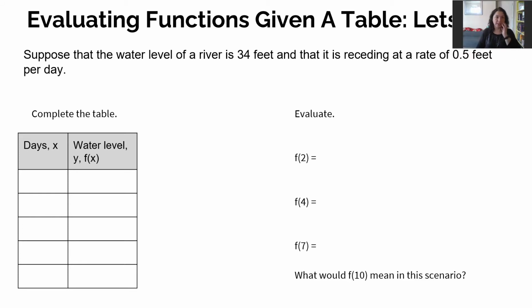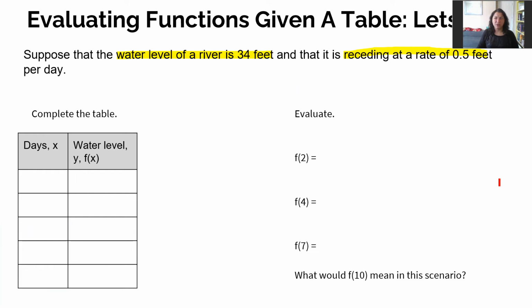Shrink myself again. Now, in this case here, my input looks like number of days, and my output is water level, which is y, or f of x. And in this case, it says my water level in a river is at 34 feet, and it is receding at a rate of, receding. Oh gosh, that's a big word there.